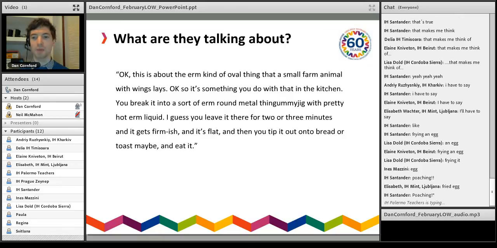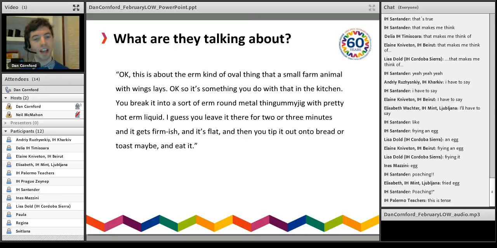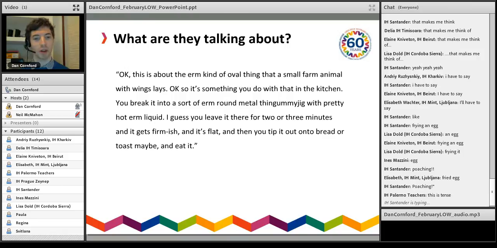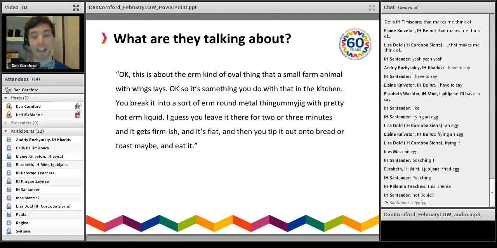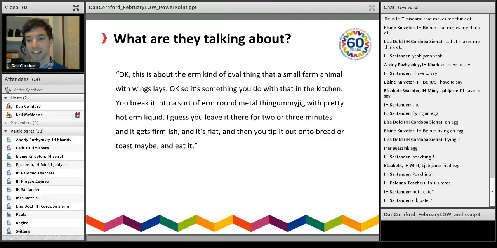Okay, the idea was frying an egg, I suppose. Could it be poaching? I suppose a fried egg is flatter than a poached egg, so it's supposed to be frying an egg. Anyway, hot liquid. Yeah, I suppose could be oil, could be water. That's a good point. I think the key to the fried egg is that it's flat. Maybe you make flat poached eggs in Santander.